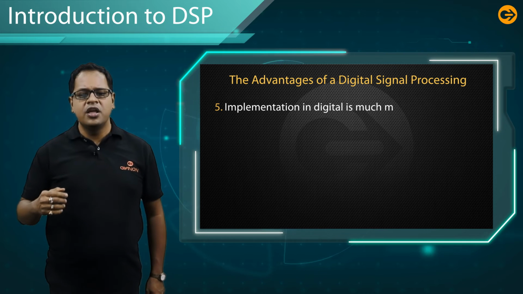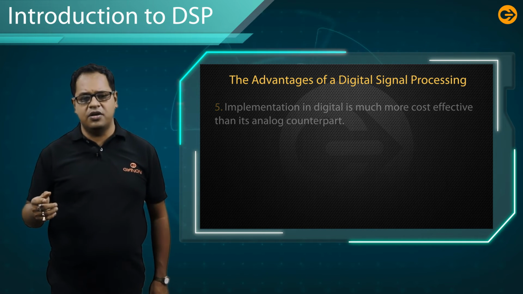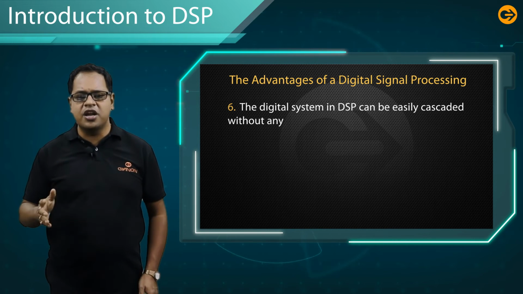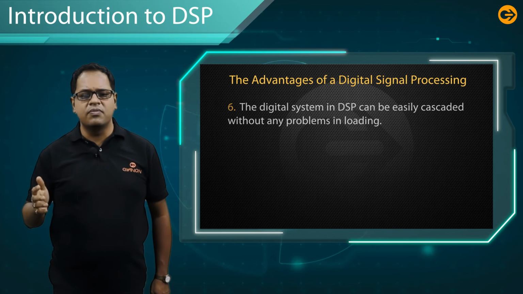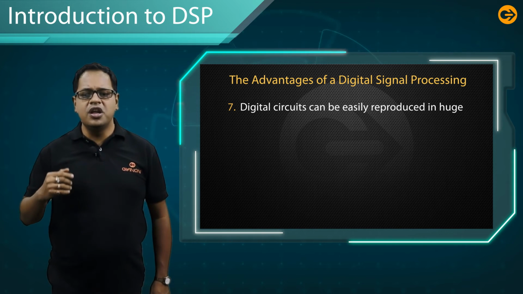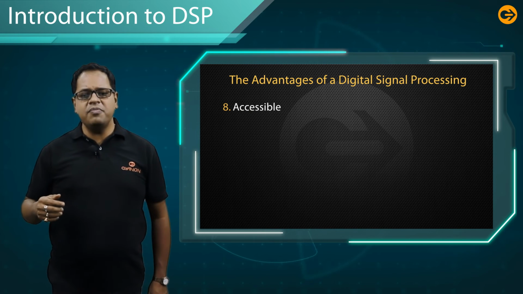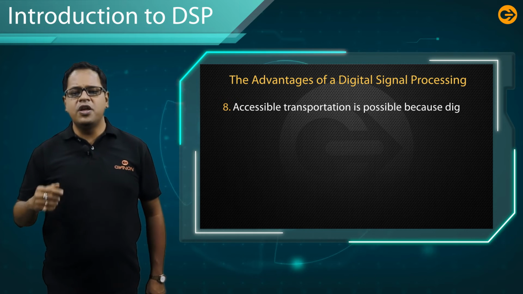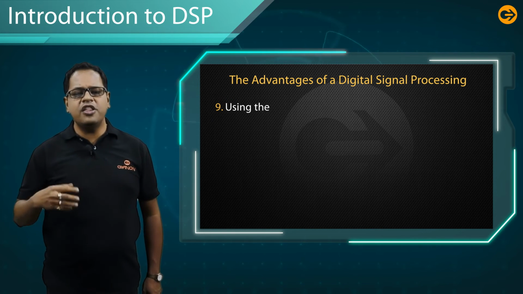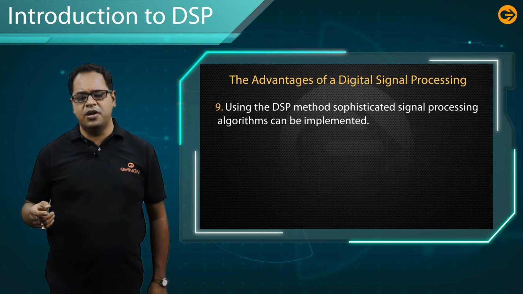Implementation in digital is much more cost effective than its analog counterpart. The digital systems in DSP can be easily cascaded without any problem in loading. Digital circuits can be easily reproduced in huge quantities cost effectively. Accessible transportation is possible because digital signals can be processed offline. Using the DSP method, sophisticated signal processing algorithms can be implemented.